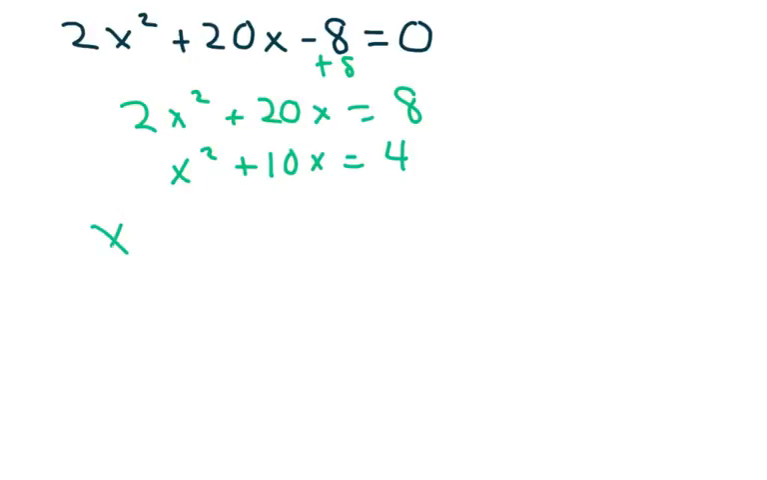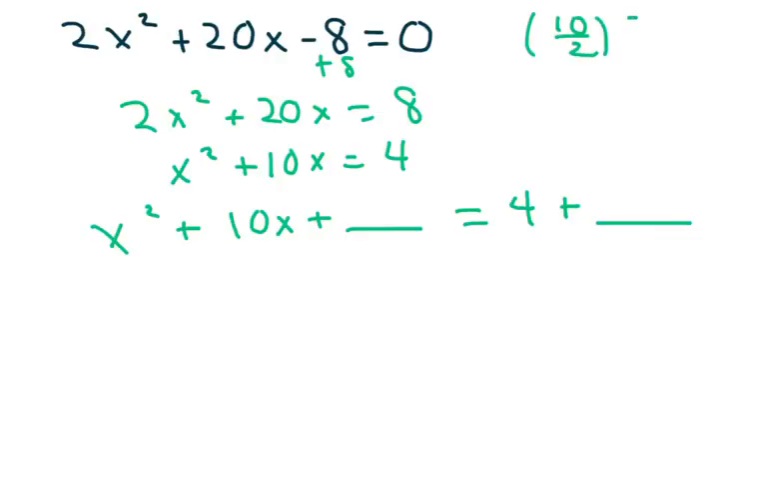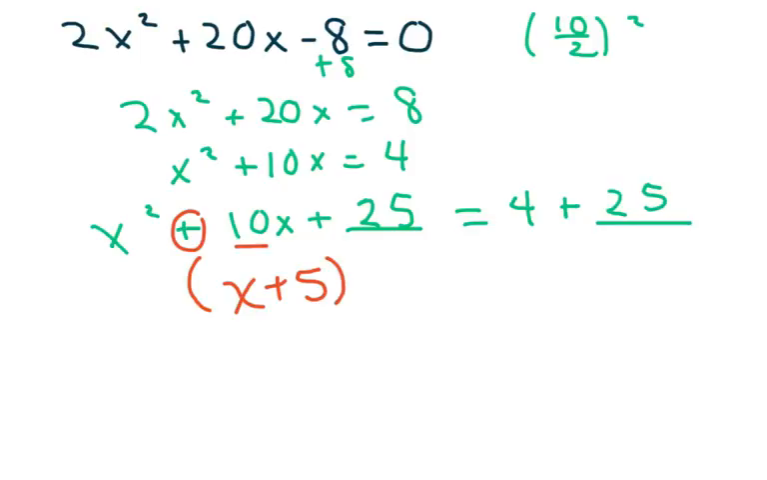Now I'm going to add my squares or boxes. Or you could just add a line here like this. You're going to add something here, and you're going to add something here. And that's where you make this side a perfect square trinomial. So half of 10 and square it. That's going to be 25, so 5 squared. Whatever you add on the left side, you have to add on the right side. Now I'm going to make this a perfect square trinomial, which is x plus half of your b. Half of 10 is 5. Add this and you get 29.